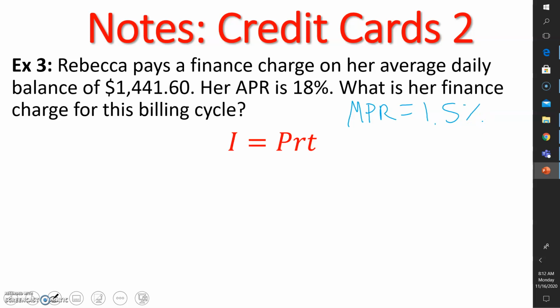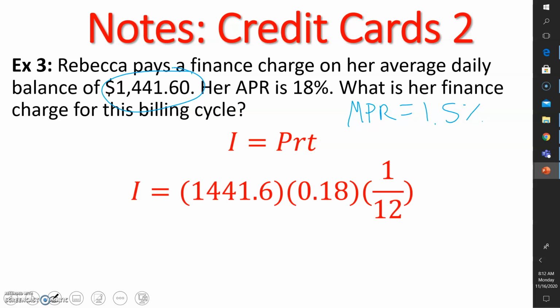Now, we know we calculate interest using the formula I equals PRT. We know that our principal, or average daily balance here, is $1,441.60. The rate is a 1.5, but remember when we plug in the rate, we're going to plug it in as a decimal, so it's going to be 0.015. And we know that she's borrowing this for 1/12. All right, I'm going to go back just a little bit because I think I misspoke.